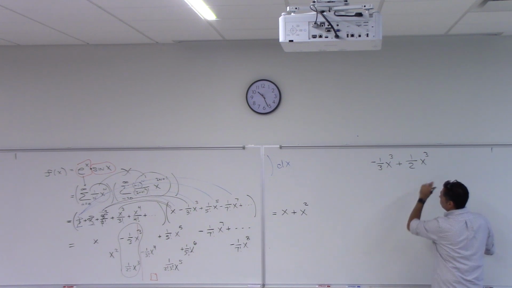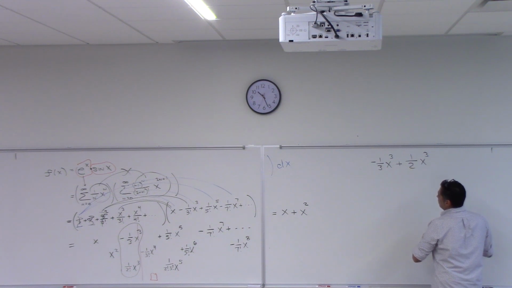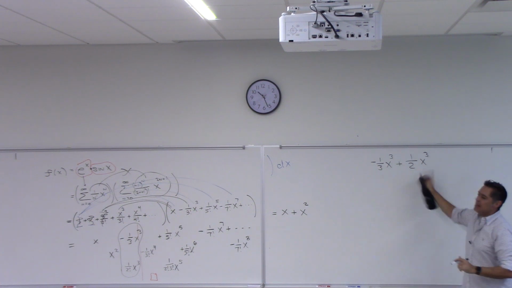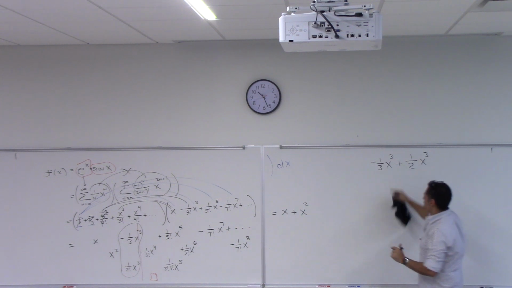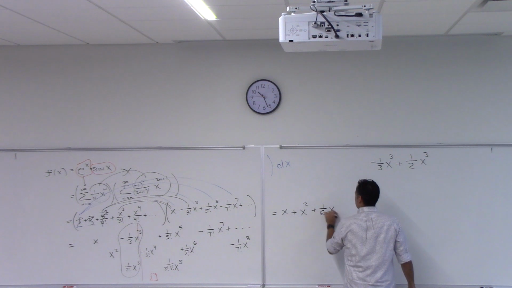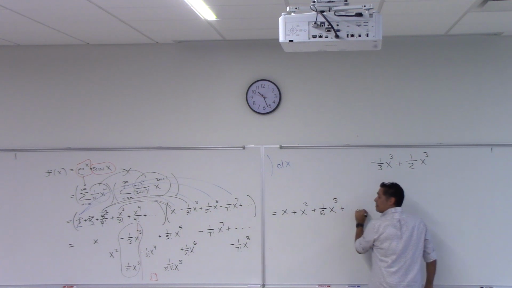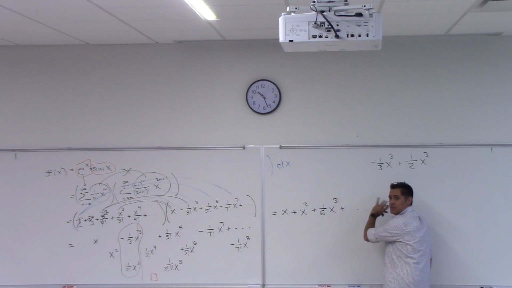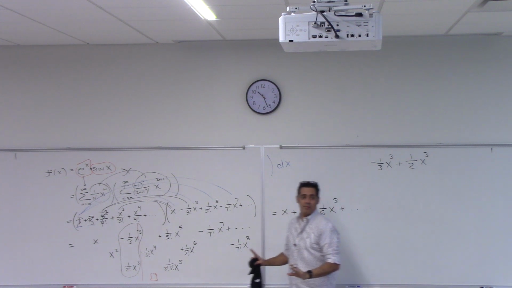So, what is this? See, we get to this point where I forget it. What's the final answer is what I'm getting at. When you put those together, what do you get? Plus 1/6 x cubed. Plus dot, dot, dot, right? It keeps going, but we're only getting the first 3 terms.